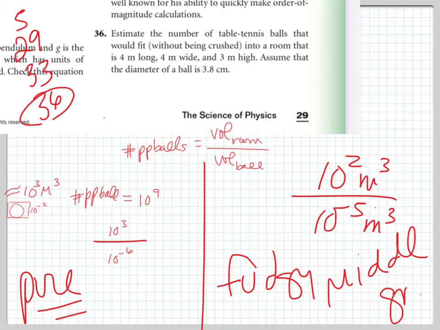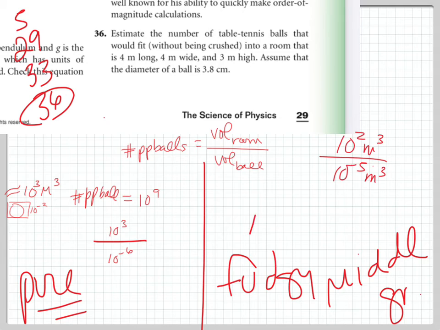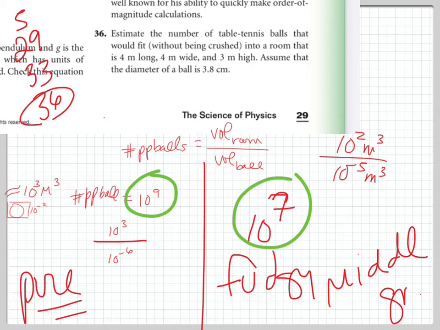So what does that get me? Well, that gets me a number of ping pong balls of 10 to the negative 7th. Or I'm sorry, 10 to the 7th. Good God. So it's different. It's significantly different. The smaller the numbers are, the harder it is to use the purest approach. The purest approach works better with larger numbers.